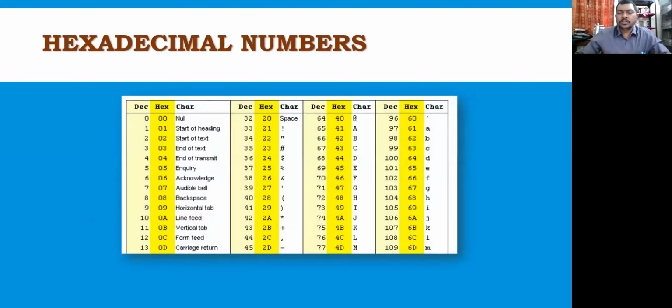I need to show you this table, because this is where we are going to use that particular hexadecimal number. Now this hexadecimal number, if you are able to see, these are some of the characters which are there on the keyboard of a computer.